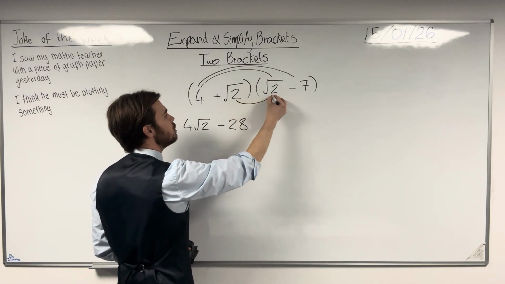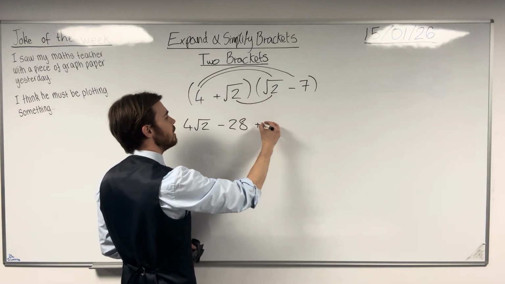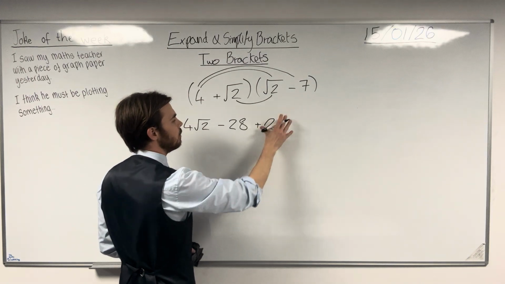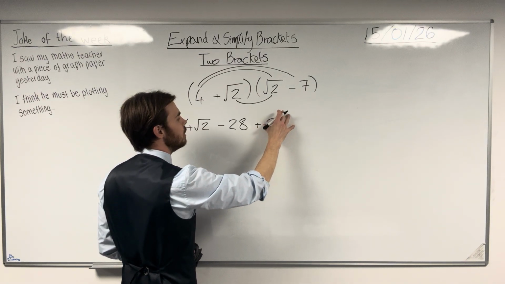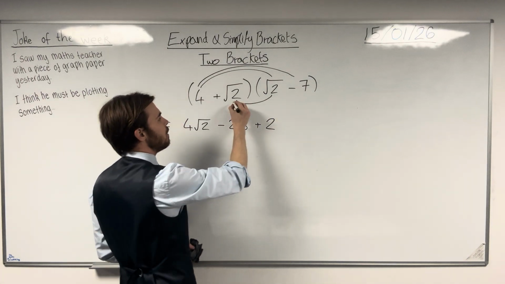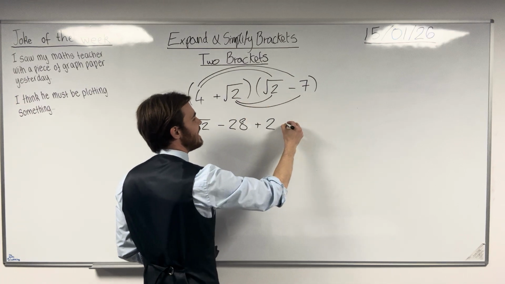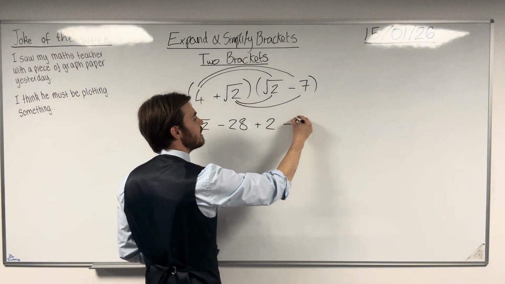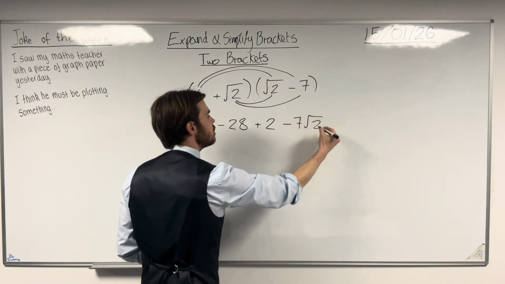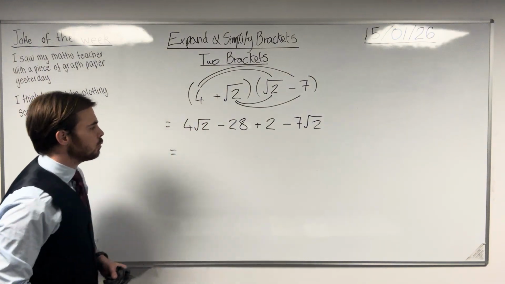We've got root 2 multiplied by root 2, which gives me positive 2. Then we've got root 2 multiplied by negative 7. So that's going to be negative 7 lots of root 2. Okay. That's all our multiplication.